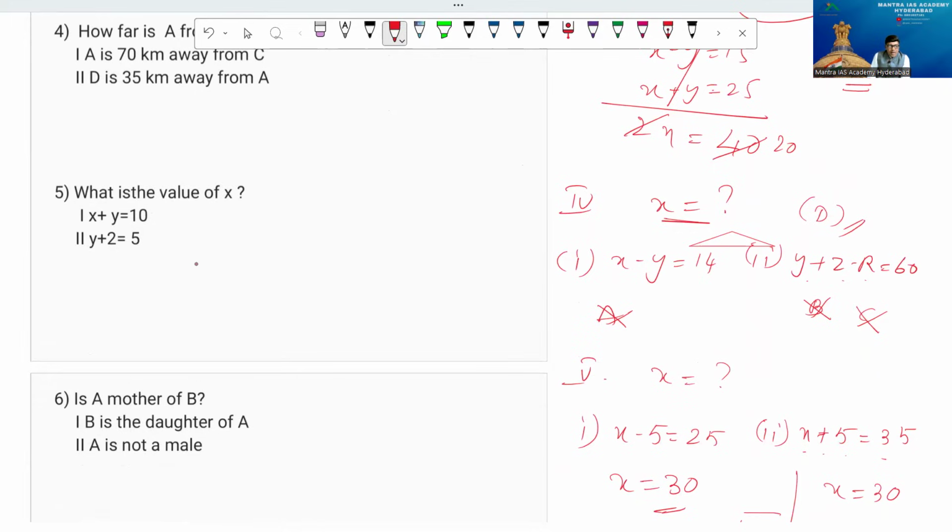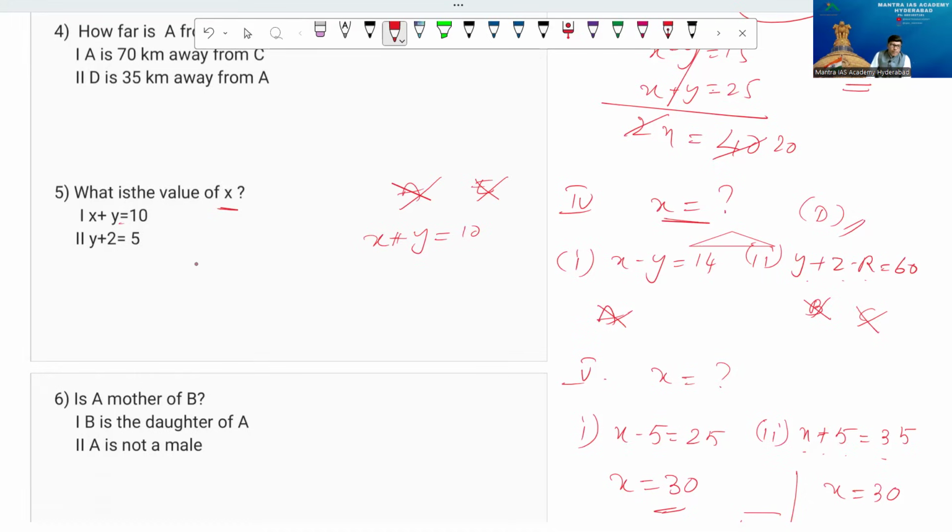What is the value of X is the question. The first statement in this case is X plus Y is equal to 10, and Y plus 2 is equal to 5. Is it possible to tell the answer by using the first statement? Impossible. Why? Because X plus Y is 10, it's impossible to tell the value of X. So that option is not A. Not A indicates not E also. E means we have to get the answer individually from both.